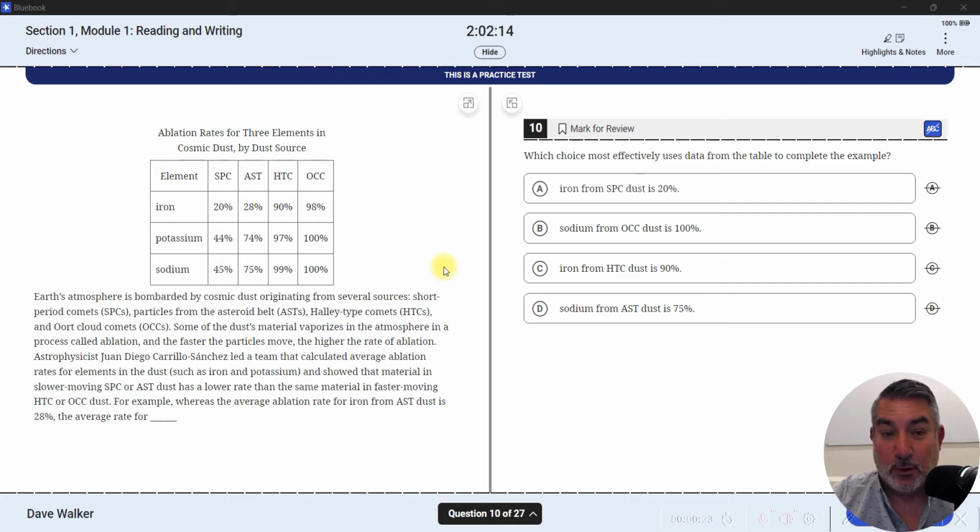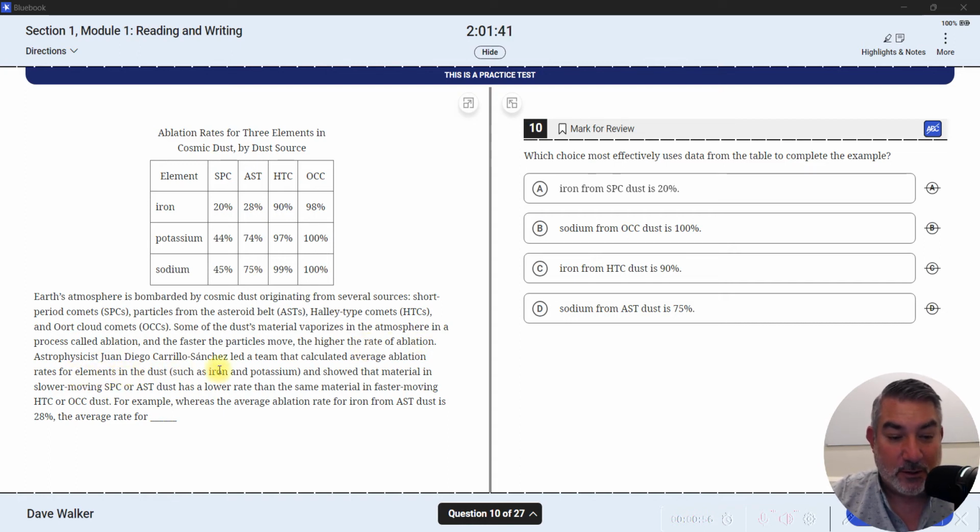What most students do is just assume they need to read the whole passage, right? Why wouldn't you? And so let's do that. Earth's atmosphere is bombarded by cosmic dust originating from several sources: short period comets, SPCs, particles from the asteroid belt, ASTs, Halley type comets, HTCs, and Oort cloud comets, OCCs. Some of the dust's material vaporizes in the atmosphere in a process called ablation, and the faster the particles move, the higher the rate of ablation.